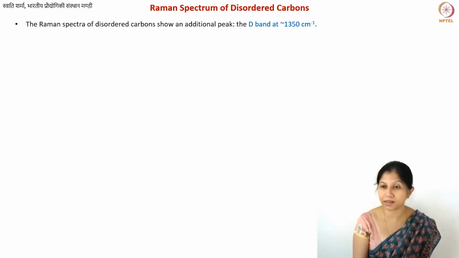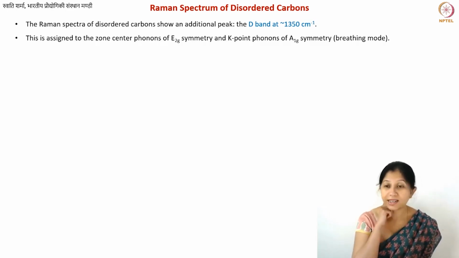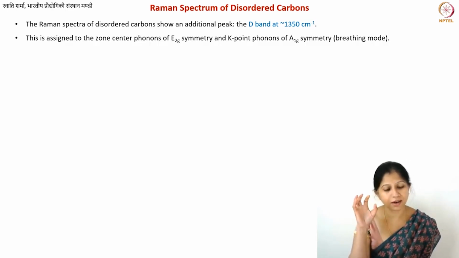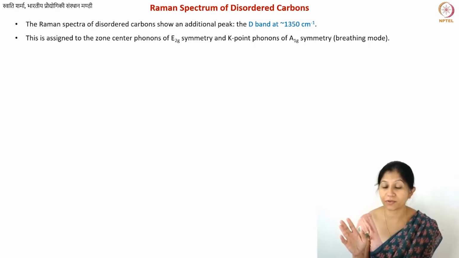It may not always be at 1350. This band, we call it D band, and often the term D is related to disorder. So you can call it a disorder band. You will also read the term defect band. Actually, it originated from diamond, but it is the D band.